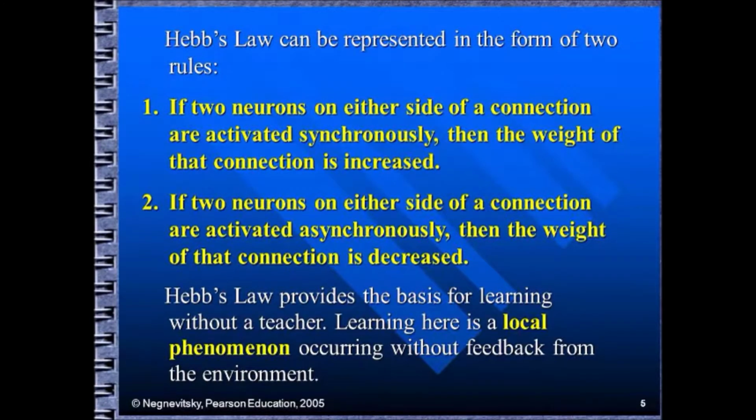Hebb's law provides the basis for learning without a teacher, or otherwise being self-sufficient. Learning here is a local phenomenon occurring without feedback from the environment. So let's go to number one. If two neurons fire at the same time, then the weight of that connection is increased.